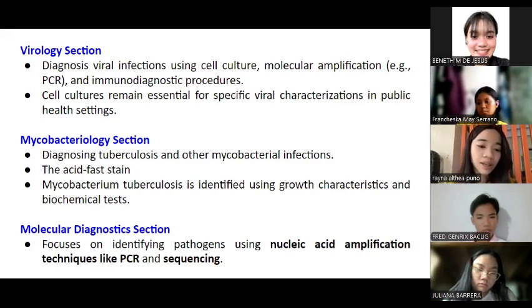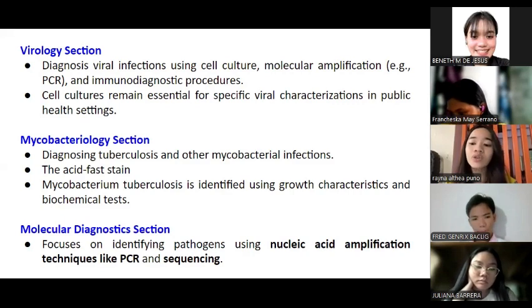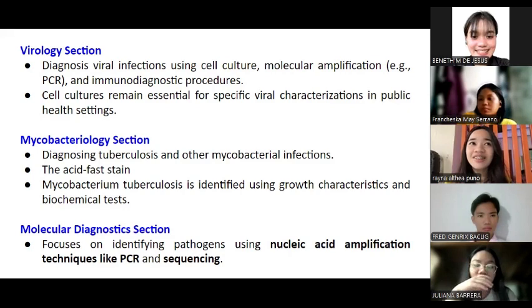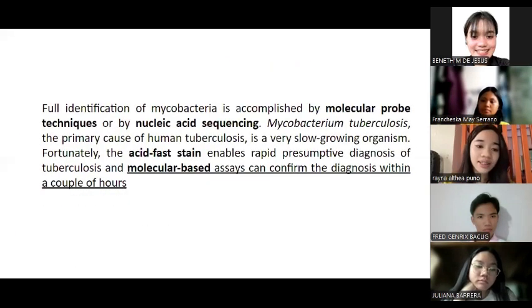So next is the molecular diagnostic section, focusing on identifying pathogens using nucleic acid amplification techniques like PCR and DNA sequencing. Nucleic acid amplification techniques are methods like PCR and DNA sequencing employed to amplify and analyze the genetic material of pathogens. In short, these techniques allow for precise identification and can detect pathogens that may be difficult to isolate using traditional methods. Next.